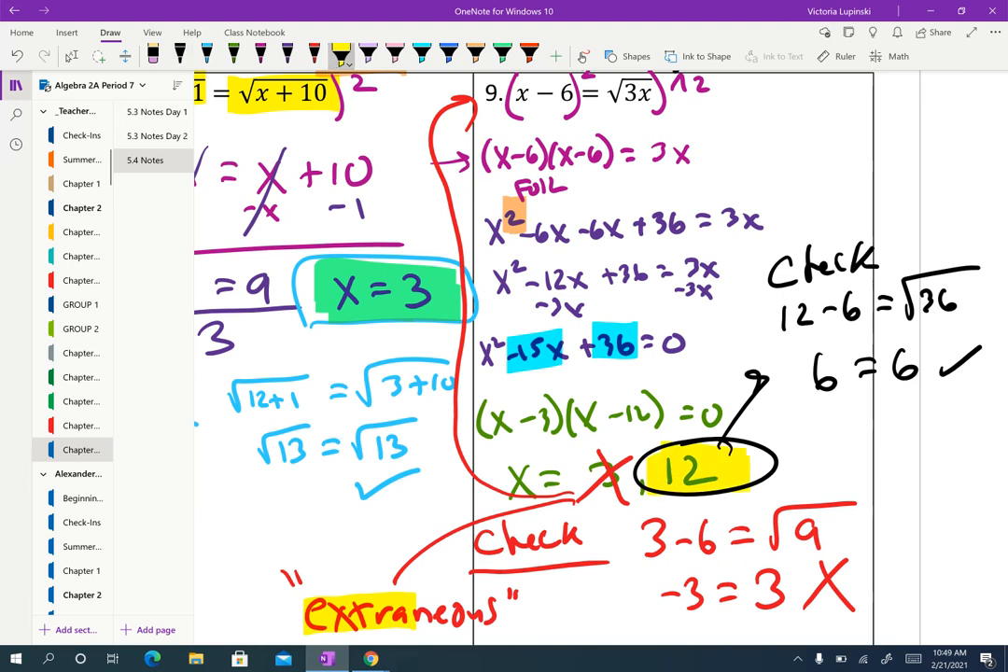So again, these checks have to happen when you have variables on both sides. And pretty much whenever you have a FOIL, you know that if you're squaring something that was not squared before, that's usually a good indication that you might end up with an extraneous solution.